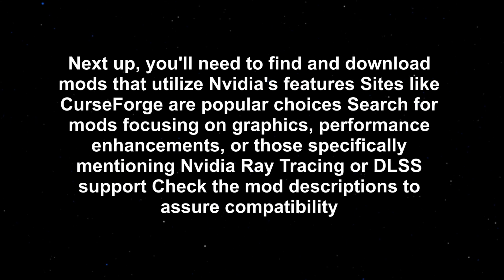Next up, you'll need to find and download mods that utilize Nvidia's features. Sites like CurseForge are popular choices. Search for mods focusing on graphics, performance enhancements, or those specifically mentioning Nvidia, ray tracing, or DLSS support. Check the mod descriptions to assure compatibility.